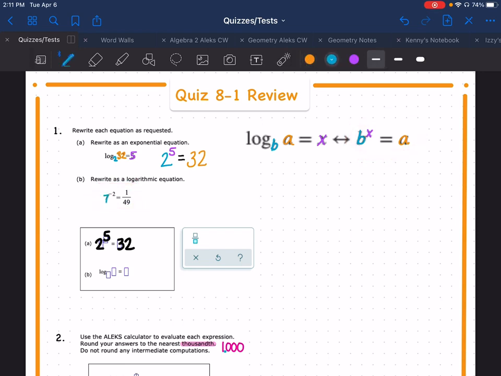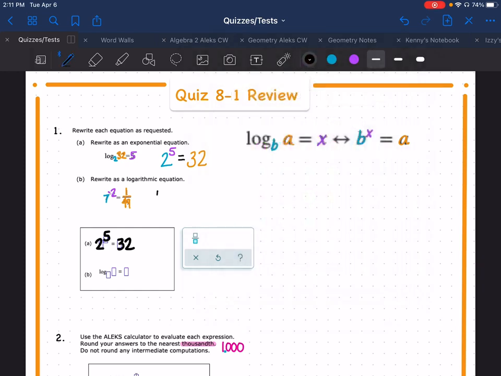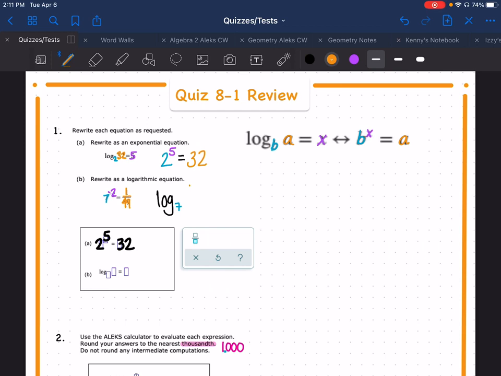So my base is 7. It's going to be raised to the -2 power, and it is equal to 1/49. So if I follow along from this side over, I'm going to copy with my colors. Let me grab my black here and put log. My base is going to be 7. The number next to it is going to be the orange, and it's going to equal the purple.